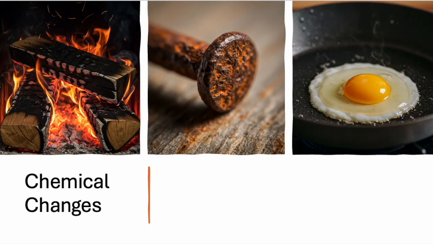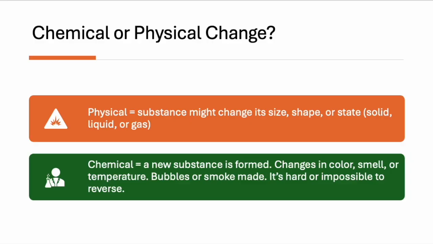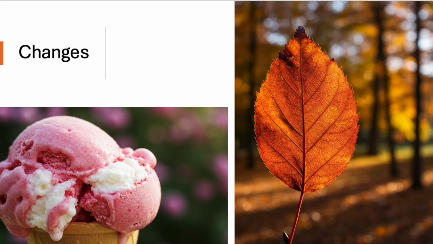So how can we tell if a change is physical or chemical? Here are some clues. For a physical change, the substance might change its shape, size, or state, like solid, liquid, or gas, but it can usually go back to its original form. In a chemical change, a new substance is formed. There might be changes in color, smell, or temperature. Sometimes bubbles or smoke are produced, and it's almost impossible or very hard to reverse the ingredients back to the original form.